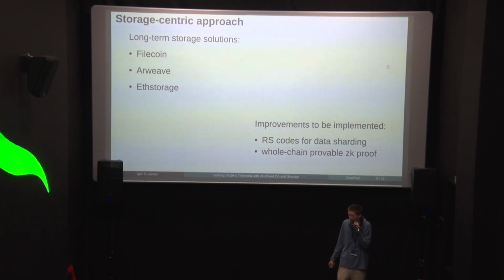This is important for solving Vitalik's trilemma by storage-centric approach and rollups. And another important thing is that all these solutions are using replication. Replication means that we just copy the data to a lot of instances, and we hope that at least one of instances will be available, and the data will be readable to users and network.